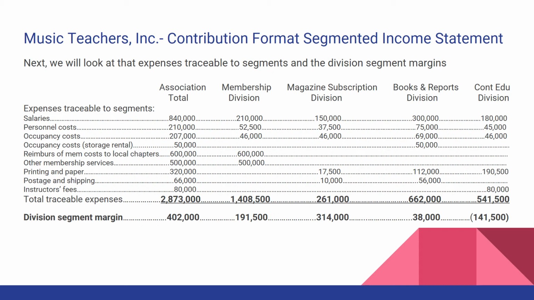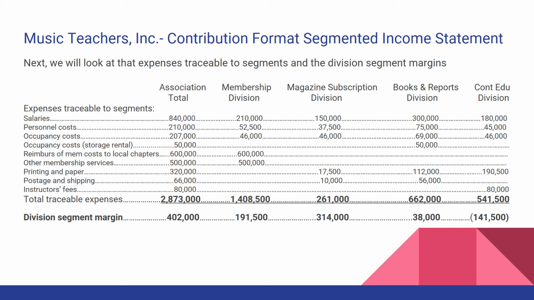Now the occupancy costs, we know based on the earlier data that we had 280,000 in occupancy costs. We're going to put the 50,000 that was used for storage rental for the books and reports division on a separate line. That's going to leave us with 230,000. That's what we're going to use for these calculations. You see 207,000 up there because the other 23,000 is not traceable to these divisions. We'll look at that in the next slide.